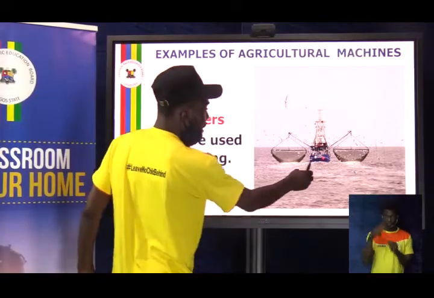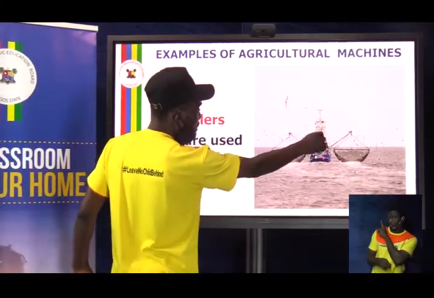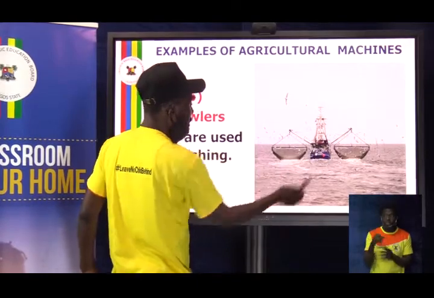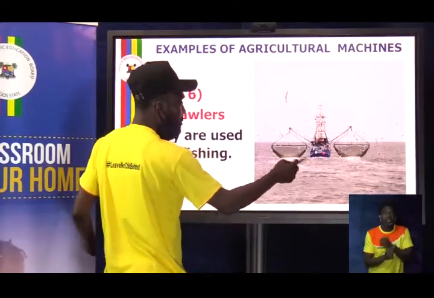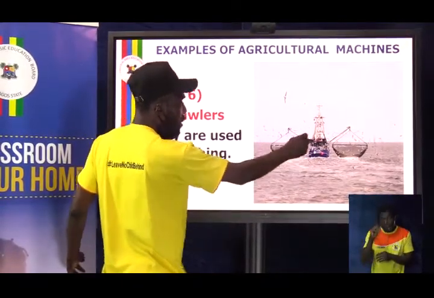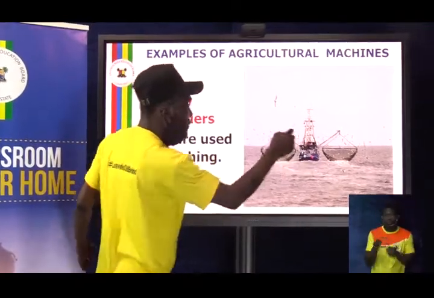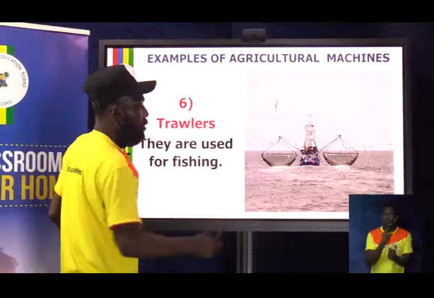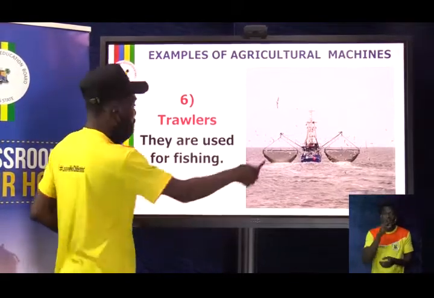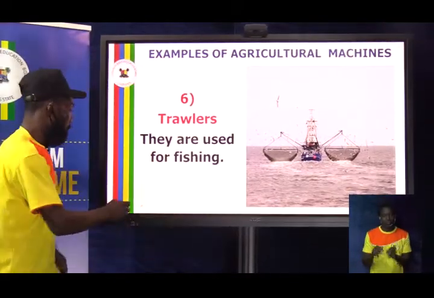You can see here, this is trawlers using it for fishing. It's even too dangerous for fishermen on this very large water to be fishing there. But with the use of trawlers, you are safe. So trawlers are used for fishing.